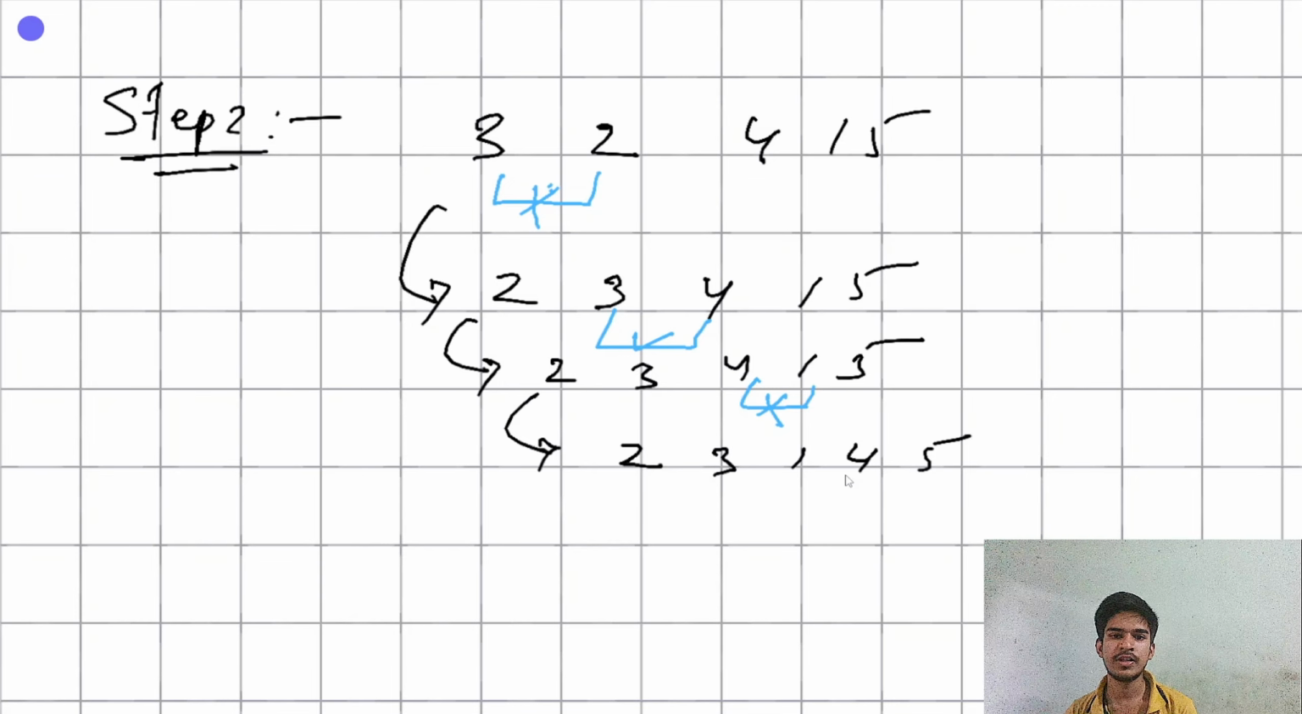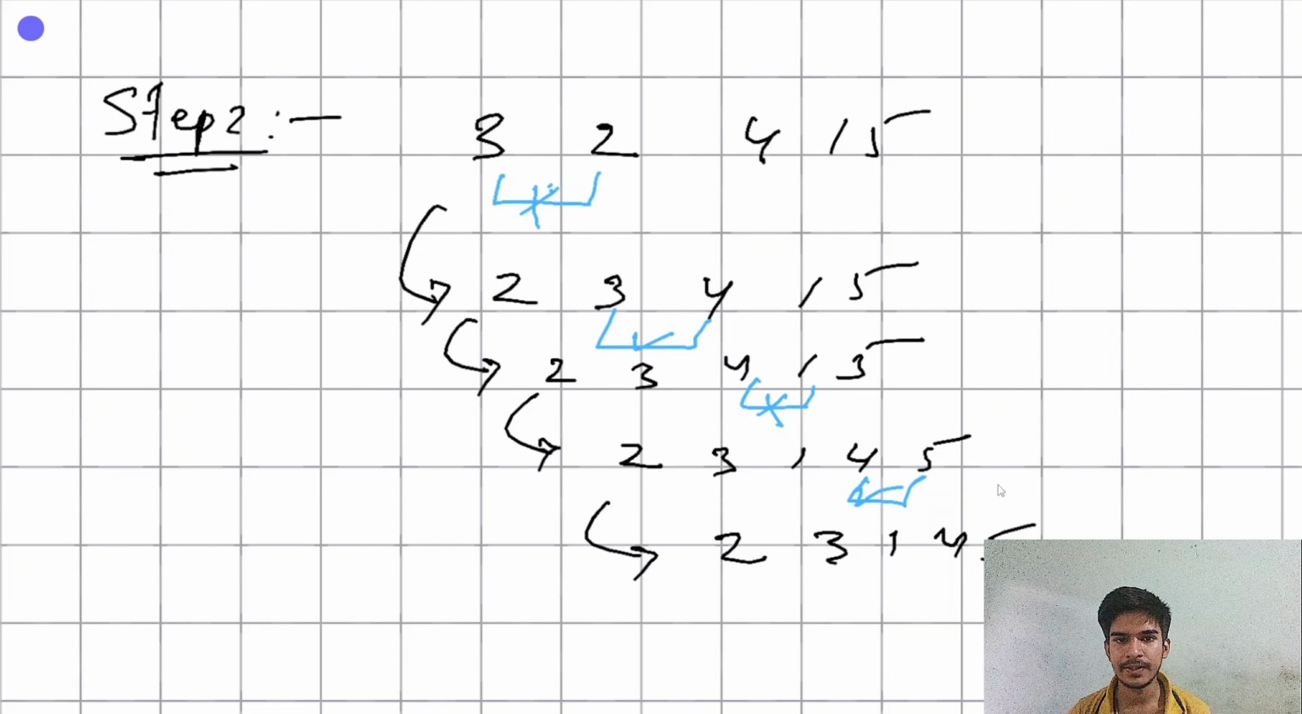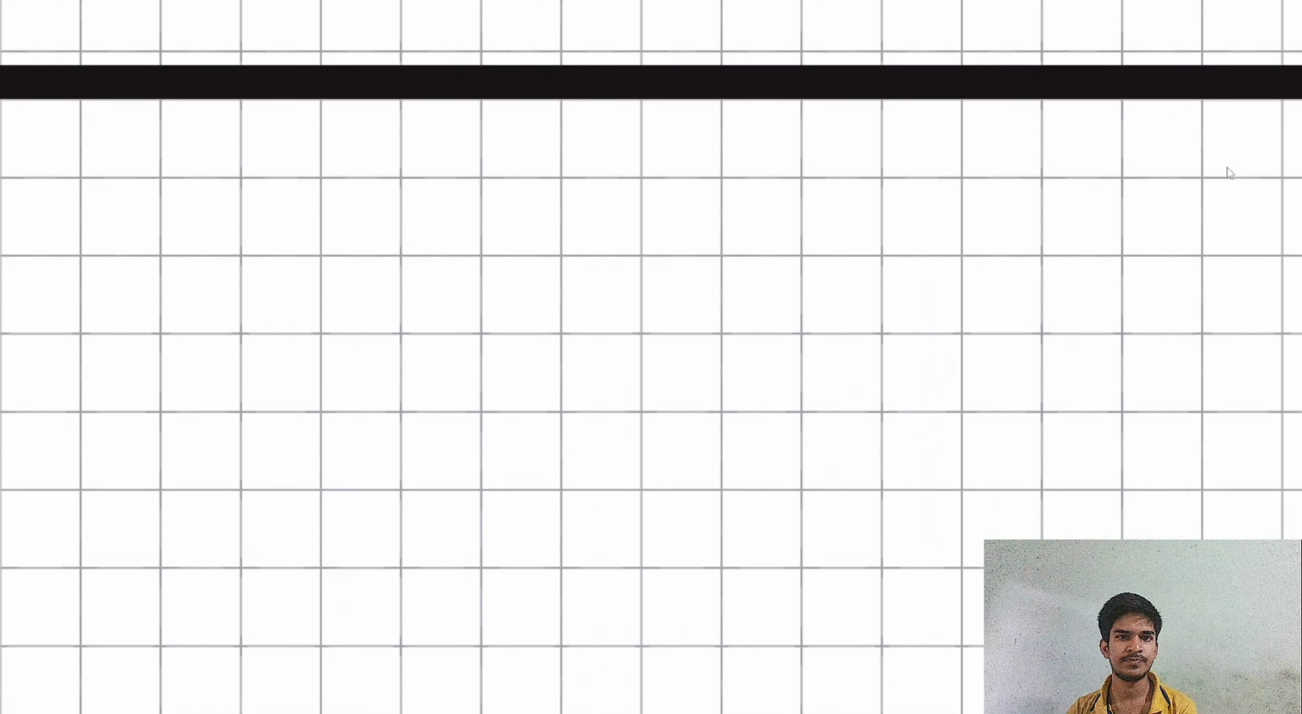Now I'll check these two elements. Is it correct? Yeah, it is correct. So we get 2 3 1 4 and 5. So step 2 is also completed. Now we'll go to step 3.